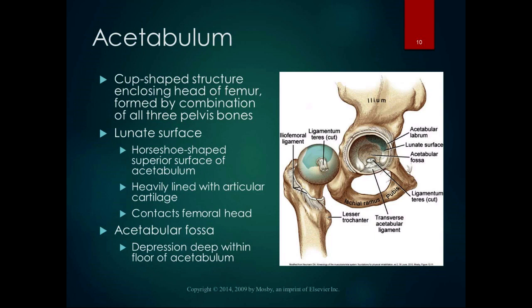The lunate surface of the acetabulum is the horseshoe-shaped superior surface that's lined with articular cartilage, and that is kind of the weight-bearing surface of our acetabulum, and it contacts the femoral head. The acetabular fossa is a depression deep within the floor of the acetabulum. So a fossa is always a depression.